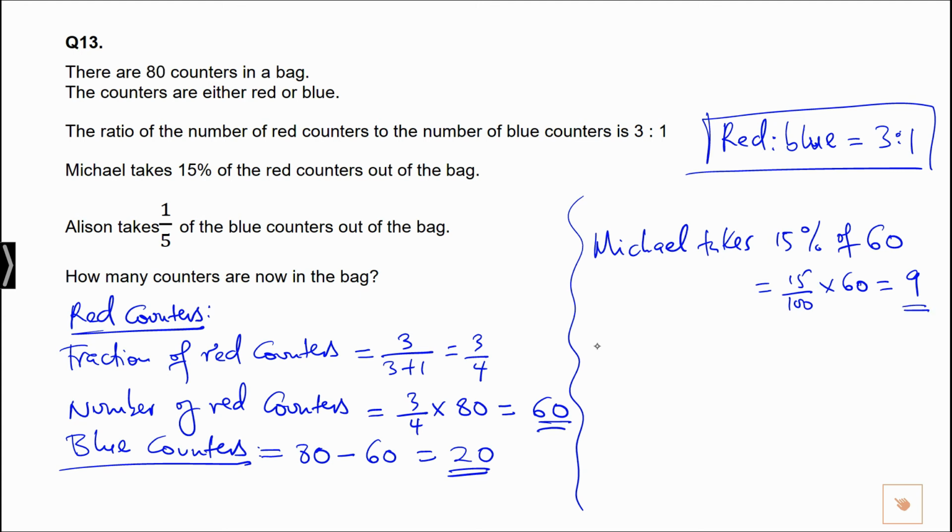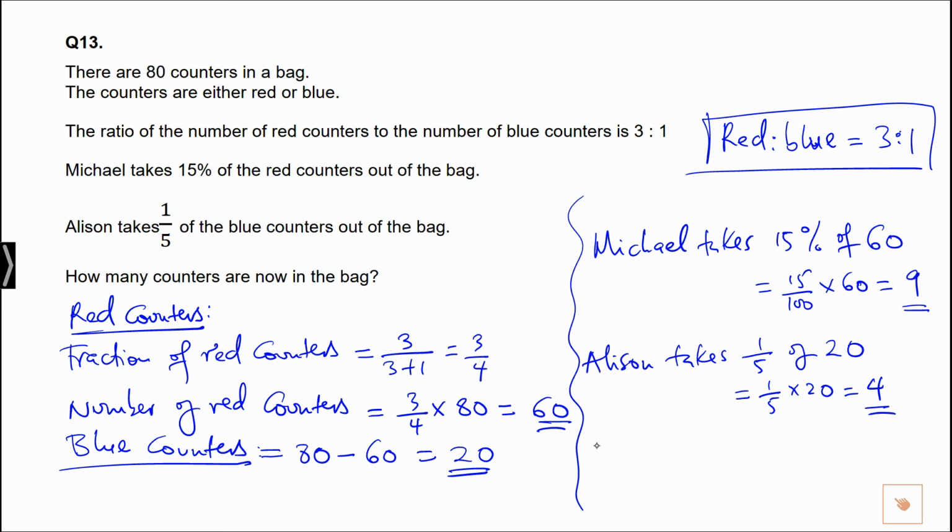And then Allison takes a fifth of the blue. So Allison takes a fifth of the blue, which is 20. Now 1 over 5 multiplied by 20 will be equal to 4. So Allison takes 4 counters.